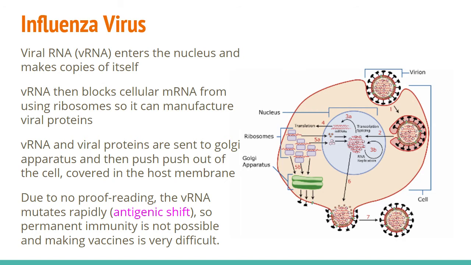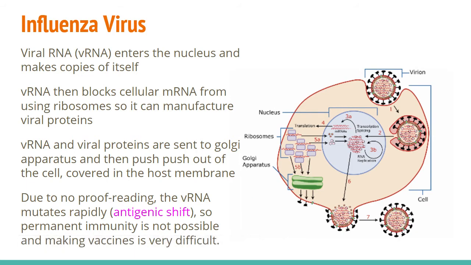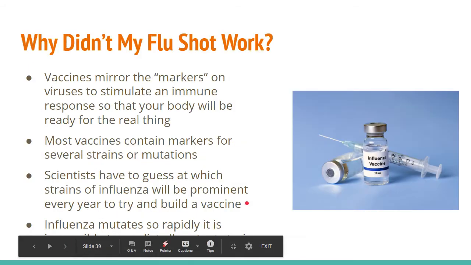Because it's an RNA virus, there's no proofreading mechanism, and so that means that the viral RNA is going to mutate really, really rapidly. This is known as antigenic shift. And so this is what makes the flu virus so difficult, why you don't get immunity from one year to the next, why vaccines are so hard, because the virus is constantly mutating and constantly changing. And so the virus you see one year is different than the next. It could be the virus you see one week is going to be different from the next.